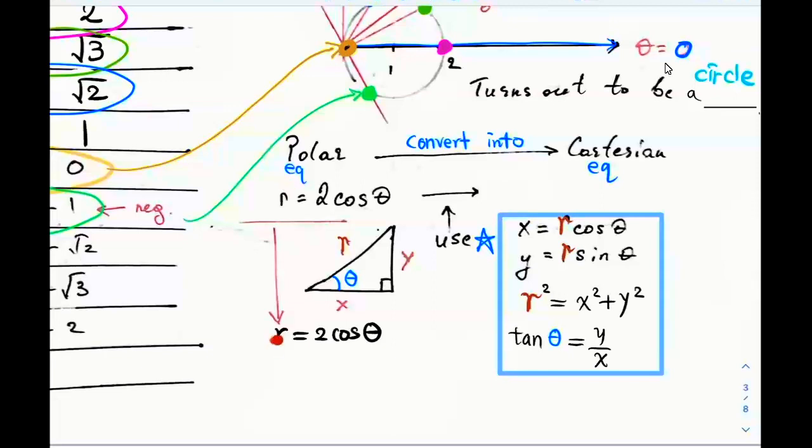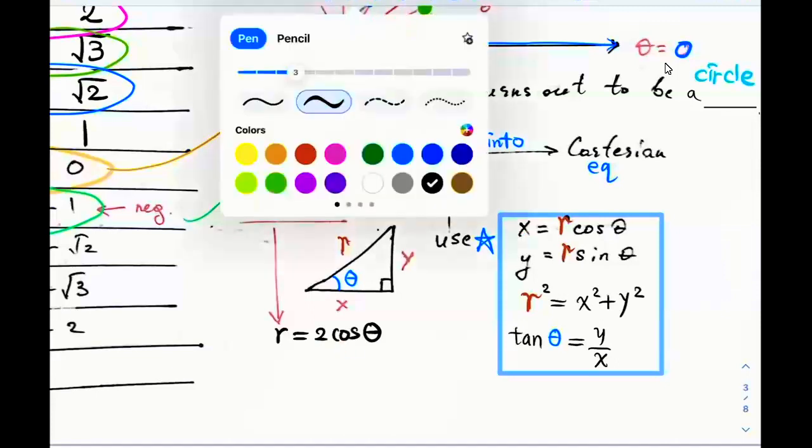So I have this equation. I want to make this equation into x and y. Looking at this, what should I do? I noticed that this one has a cosine theta. If I have r times cosine theta, that would turn into what? An x, right? So how about we multiply both sides by r? Can we do that? So we're going to multiply both sides by r.